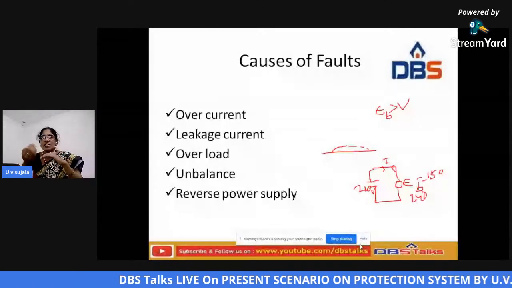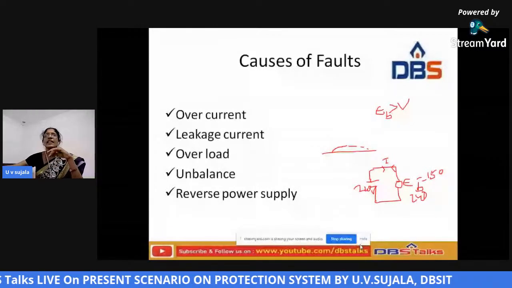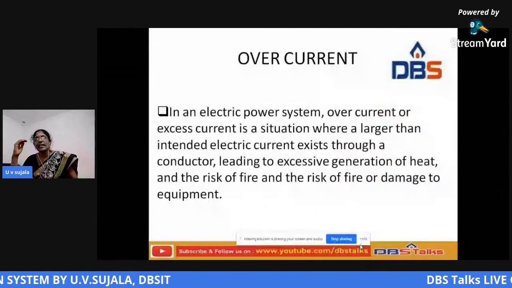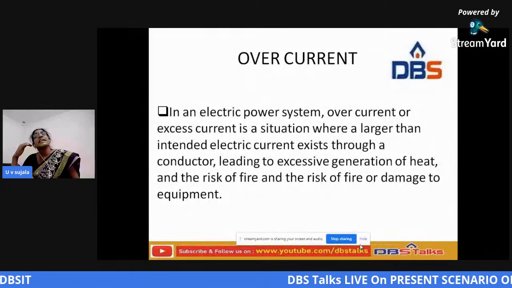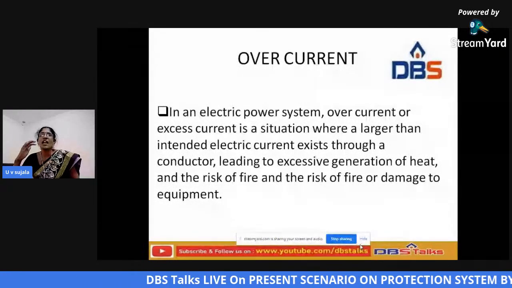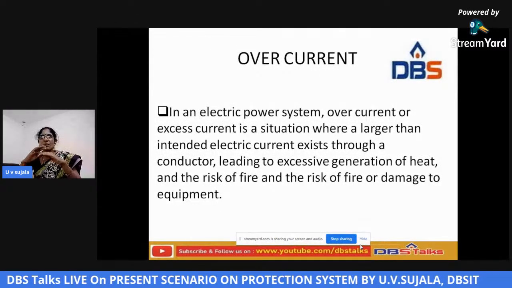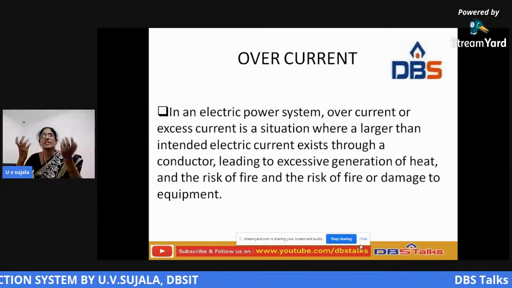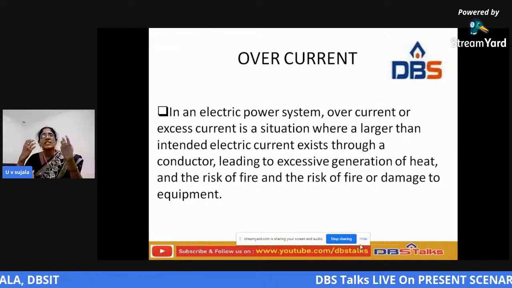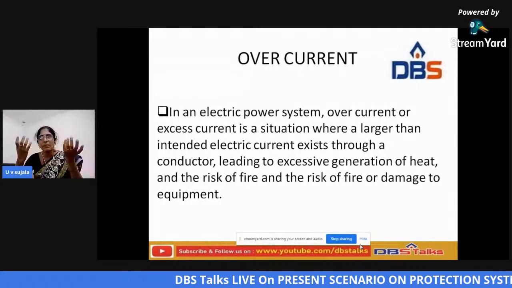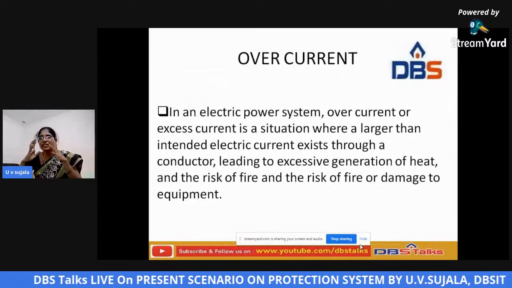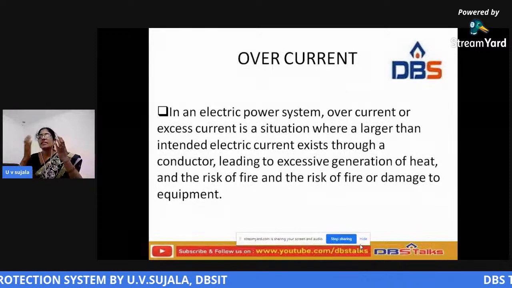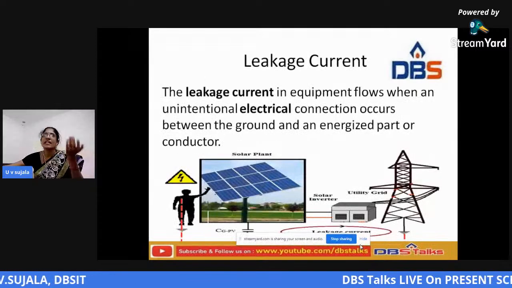So the causes of the faults: there is overcurrent. Overcurrent means any excess current that is large. When the current is more, the heating effect will be more, and there is more risk of fire or damage to the equipment. Whenever it comes to a low resistance path, the overcurrent will rise. Next, leakage current.